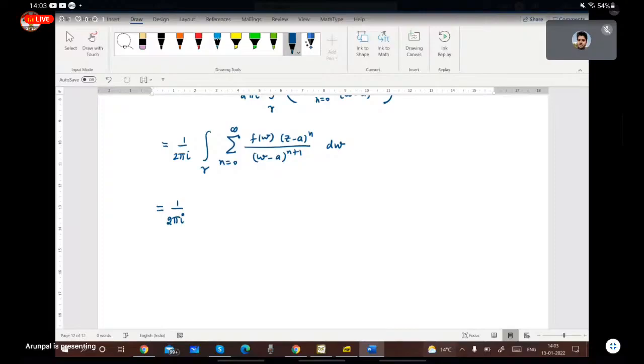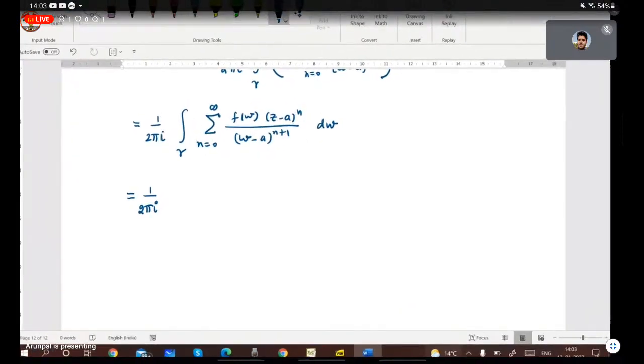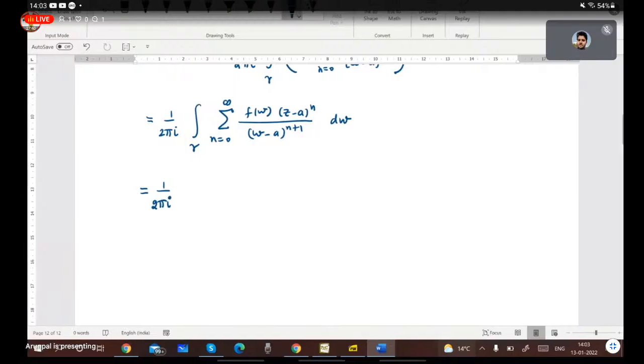So, class, what can I do now? Someone of you please tell me. Sir, you can change the integral and the sum. Yes, we can interchange the infinite sum and the integral. You must have studied this in Riemann integration, okay? Yes. So let's do that.